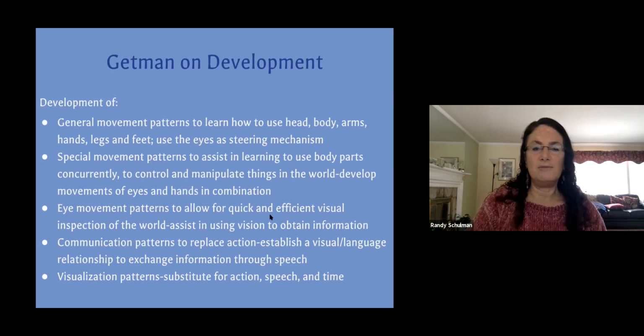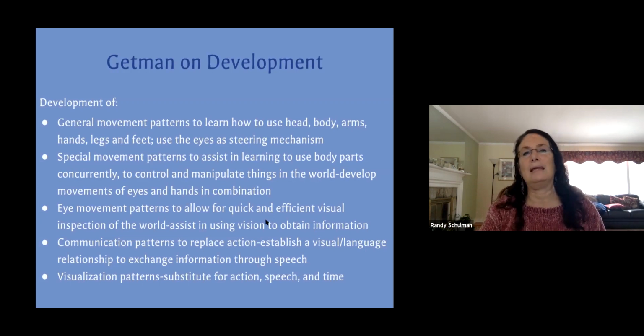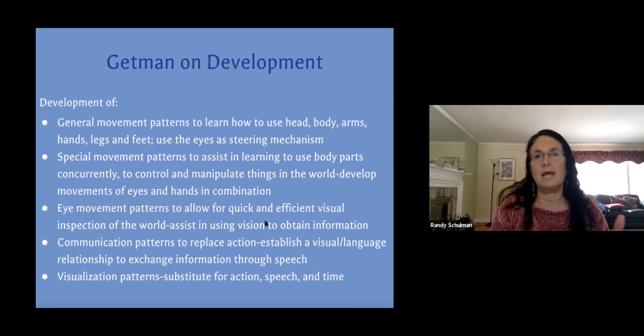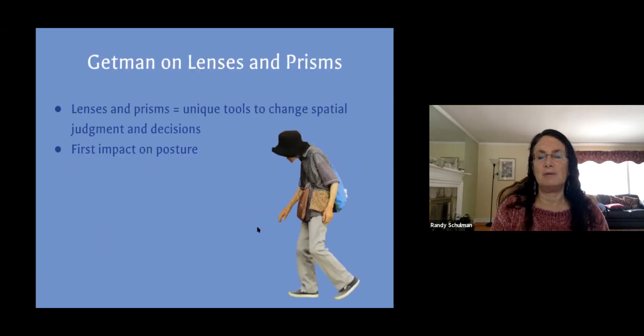And then he also talked about visualization patterns, which is like the end stage in terms of development for being able to substitute actions and speech through time. So again, a little bit of theory, but I think it's important for understanding how and why we might prescribe lenses and prisms. And he talked a lot about developmental prisms and utilizing lenses and prisms because they're unique tools that can change spatial judgments, time actually, and decisions. And the first impact is going to be on posture. And that's really important. And that will come into play a little bit more.